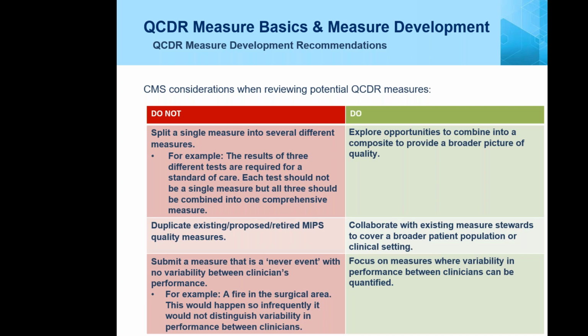Another thing you don't want to do is submit something that is a never event. And this kind of goes back to that unvarying performance. The example that's usually used is a fire in a surgical area. It would happen so infrequently. How would you tell a difference between clinicians? If they had 1 fire, you know, that's really bad. But if you have 0 fires, it's just not enough of a variance. Next slide, please.